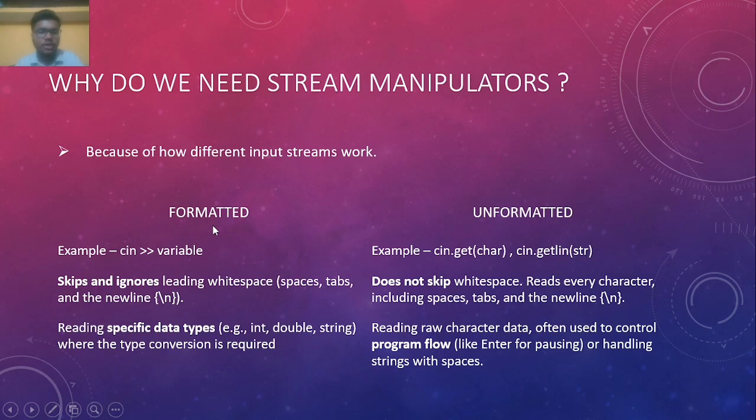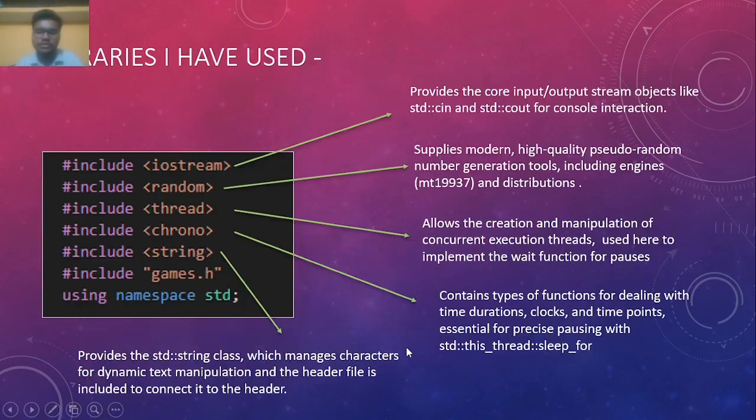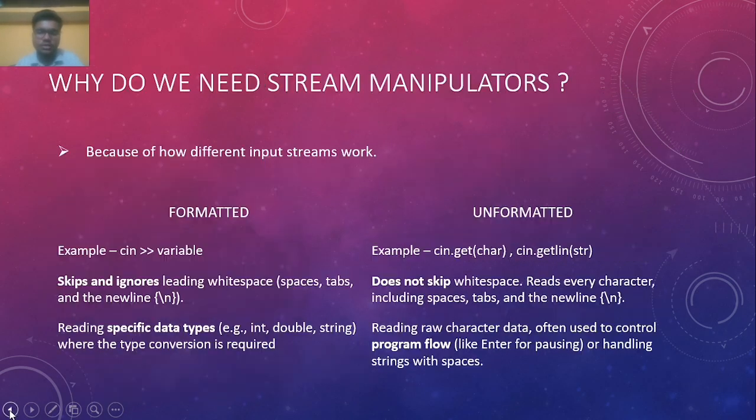What formatted streams do is skip and ignore white spaces, that is, tabs, spaces, and new lines. But unformatted ones do not skip white spaces. They take every character that you type. So the basic function of the formatted ones is to get specific data types like integer, double, string. And the purpose of unformatted is taking raw character data, which is often used to control the program flow, like pressing enter for pausing or handling strings with spaces.